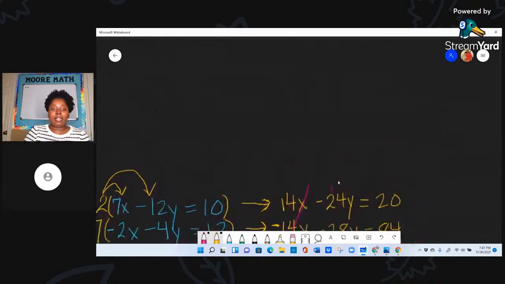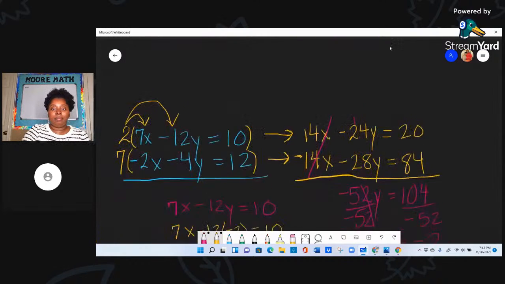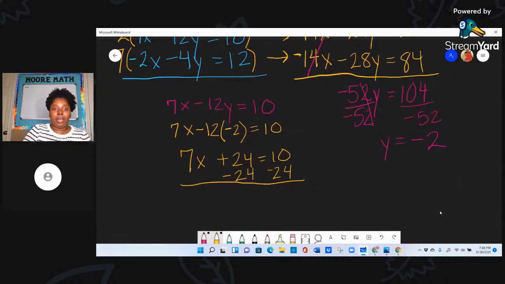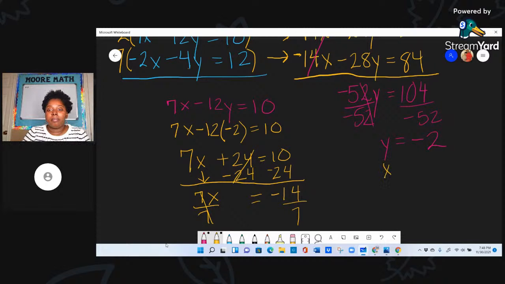Bring down that 7x. Okay. Let's bring down the 7x. And 10 minus 24. Negative 14. Good. All right. How do I get rid of the 7? You divide. Good. And x equals? Negative 2. Good. And look, they're both negative 2. So negative 2, negative 2. Nice job.